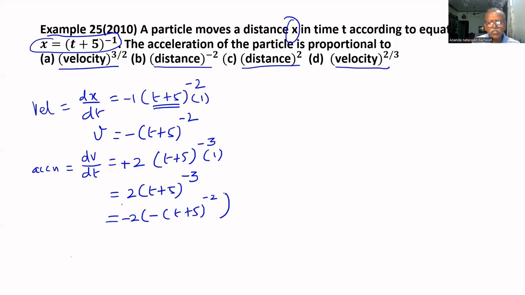To cancel this 2, I am putting it here. The 3 is already there, and the minus sign is taken here. So now I can replace this by minus 2 velocity. I can write like this, because minus 2 times minus t plus 5 to the power minus 2, to the power 3 by 2.